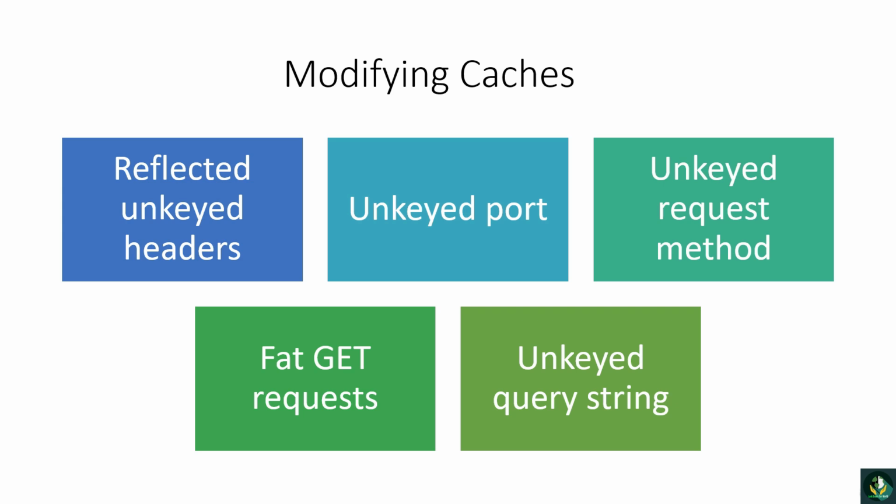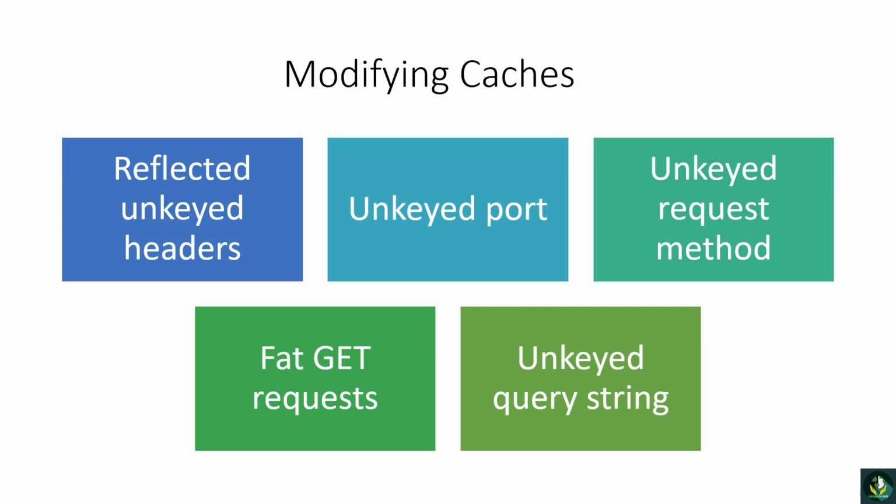Fat GET request. If an application accepts non-standard GET requests that have a body, called fat GET requests, and the request body is both unkeyed and reflected in the response, this can present another avenue for cache poisoning. An attacker might then include a malicious payload in the GET request. The response will be cached, and users sending a regular GET request that matches the same cache key will receive the poisoned response. In some cases, it may also be possible to use the X-HTTP-Method-Override header to trick the application into treating a fat GET request as a normal POST request.